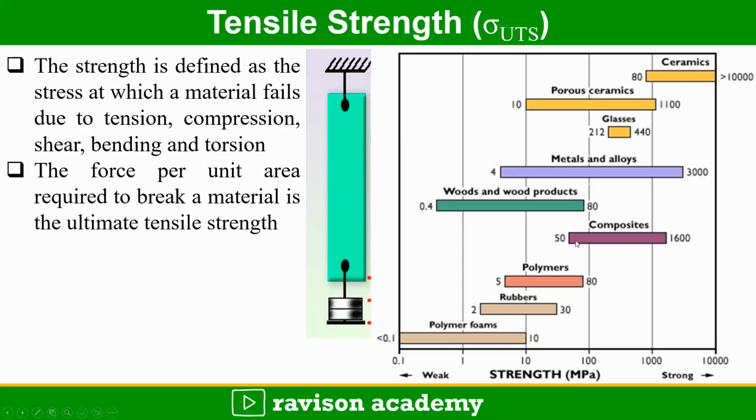So composite stands between 50 to 1600 megapascal, and polymer stands between 5 to 80 megapascal, and rubber stands between 2 to 30 megapascal. Polymer foams are weak by their nature.